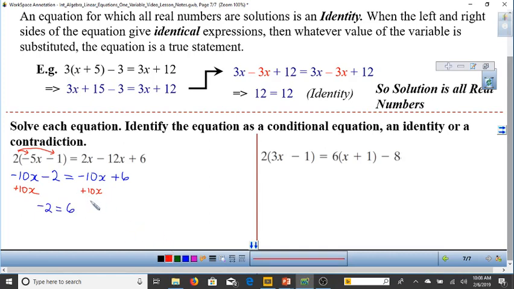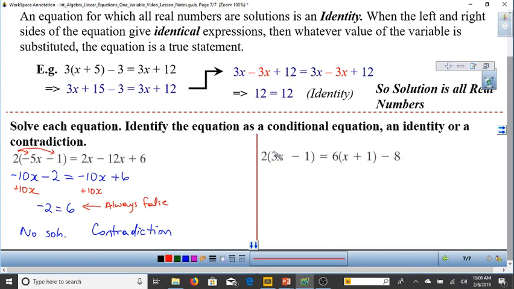This is not possible. That is always a false statement. Always false. So therefore we say that this is a contradiction. There is no solution. And so we're dealing with a contradiction, a statement that is false all the time.